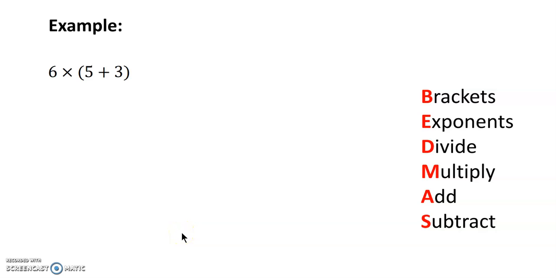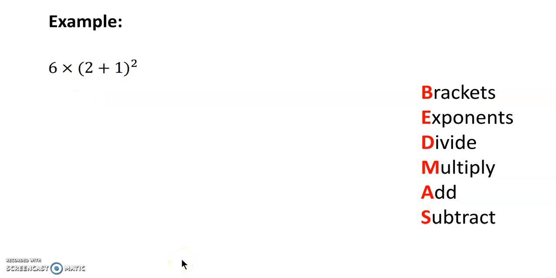So let's do a few more examples together. We'll start small. So we've got 6 times (5 plus 3). We see BEDMAS tells us to do the brackets first. So we're going to add 5 plus 3, copy down 6 times. Now all we're left with is multiplication. 6 times 8 is 48.